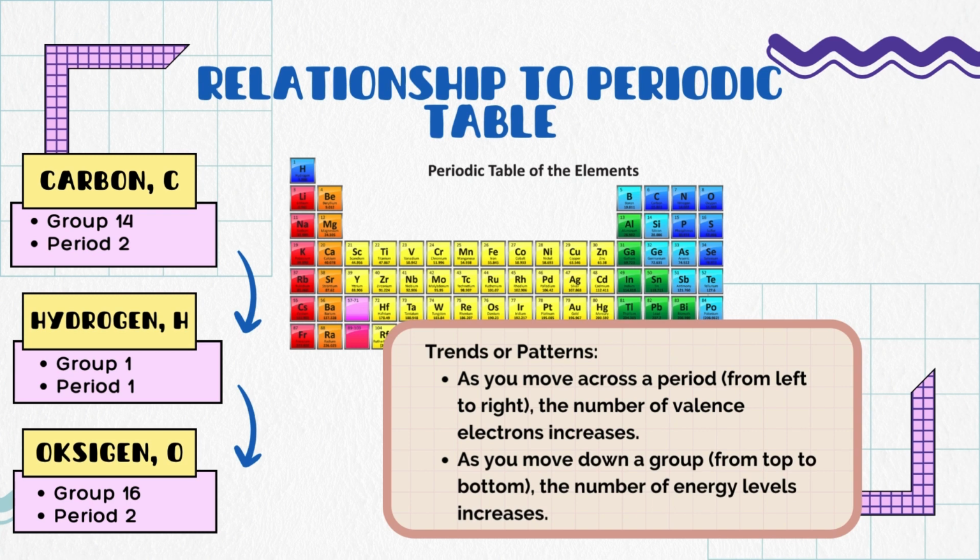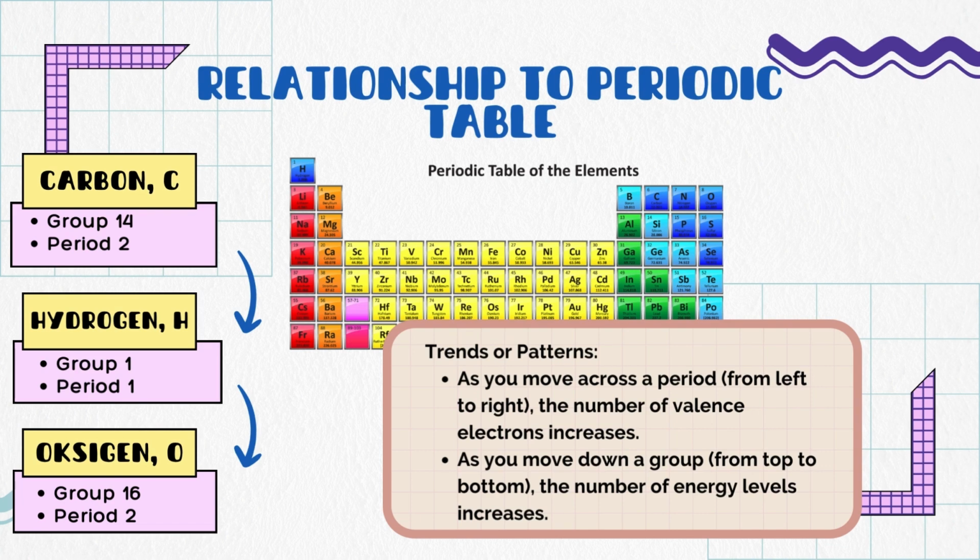For example, element carbon with its electronic configuration 1s2, 2s2, 2p2, the outermost shell is the second shell, which is principal energy level 2. Therefore, carbon is in period 2. Same goes for identifying the period of hydrogen and oxygen. While the group of an element is determined by its number of valence electrons, the group number is often equal to the number of valence electrons, except for the transition metals.